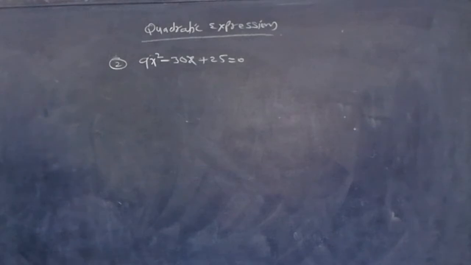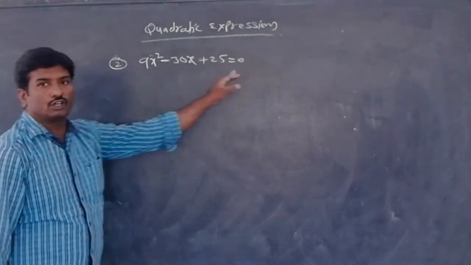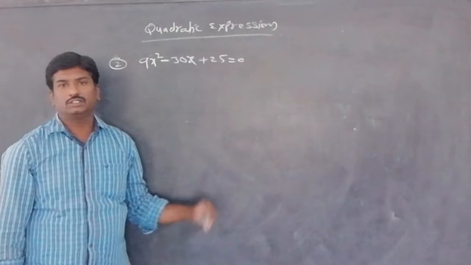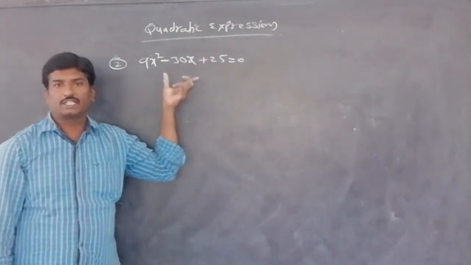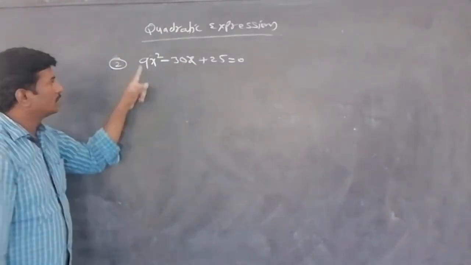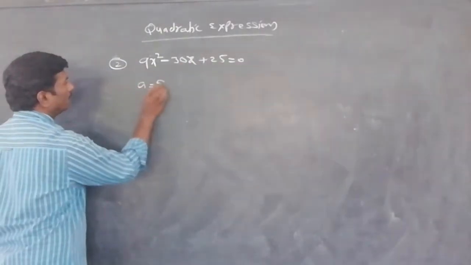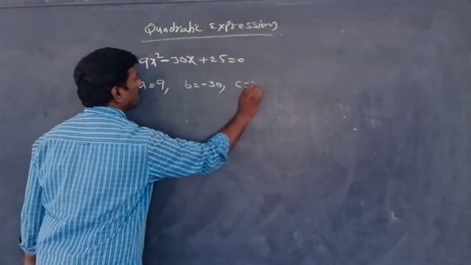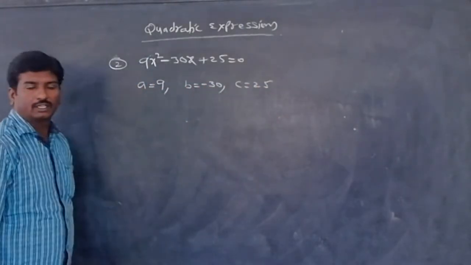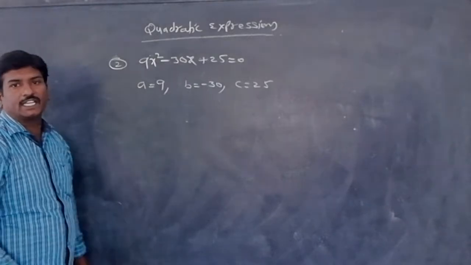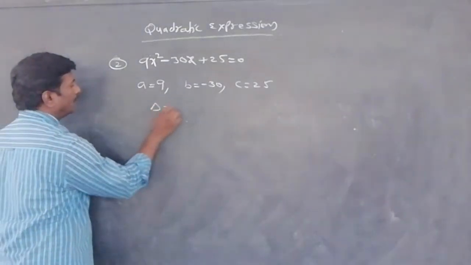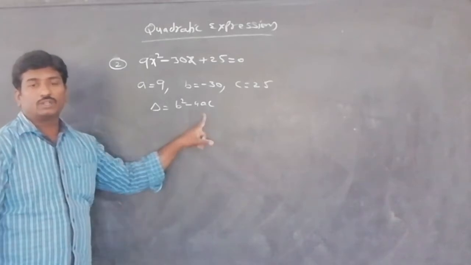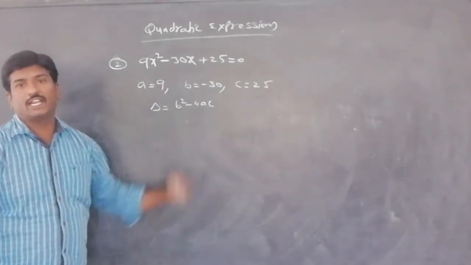Next problem: 9x² − 30x + 25 = 0 is a quadratic equation. You have to find its nature. Tell me the values of a, b, c. Here a = 9, b = −30, c = 25. We know that we can find the nature by using the discriminant.